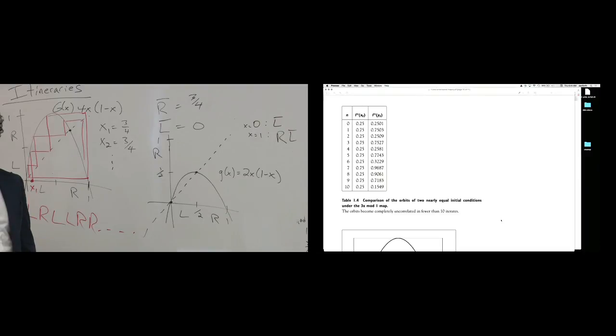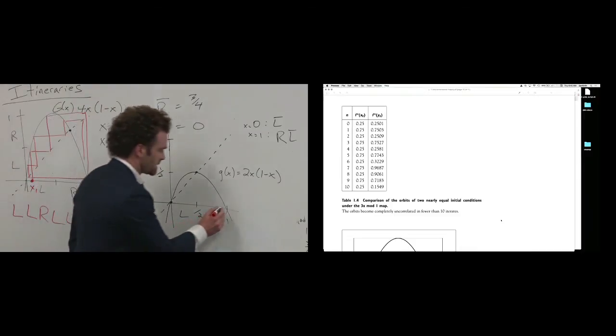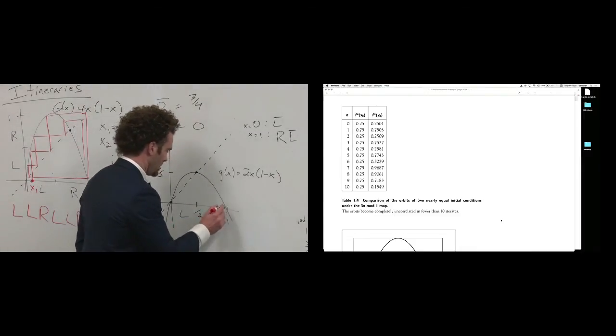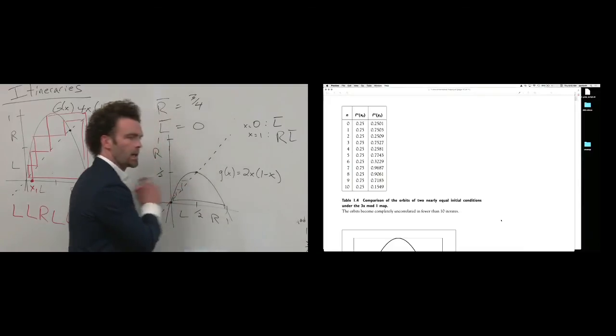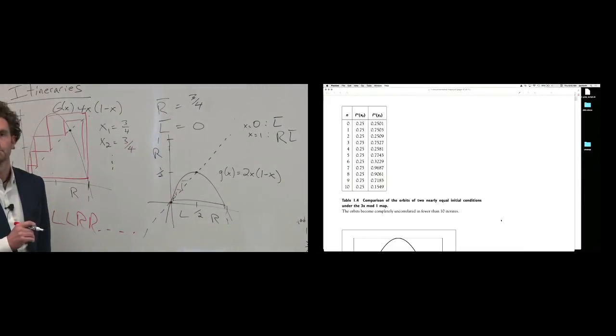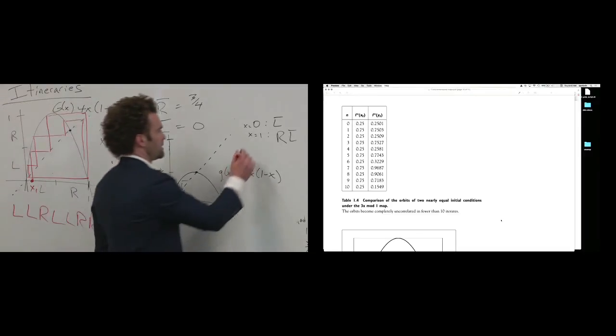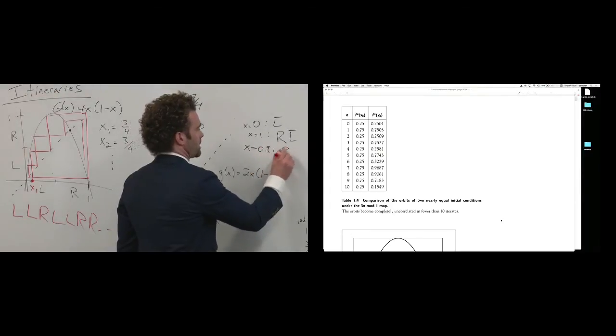I see some nodding. What if I started just to the left of 1? What would it do? Say 0.9. That's in R. Where does it go? Let's say it's right here. It goes over to y equals x, up, over. I get a lot of L's. Do I ever get an R again? No. So 0.9 also has itinerary RL bar.